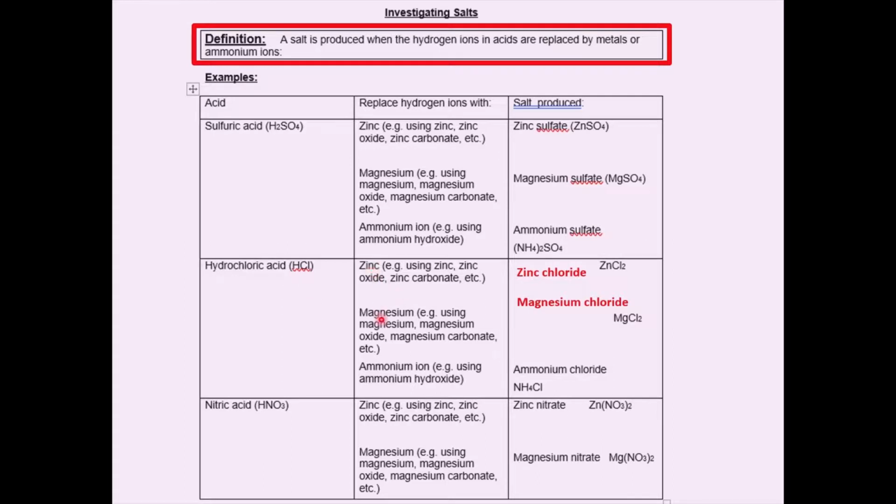So again, using zinc, magnesium, or ammonium, and in this case you get the chloride salts. And then this is nitric acid. Again, if you use zinc or magnesium, you will get the salts there. Again, the zinc nitrate and magnesium nitrate. So that's the idea of salts.